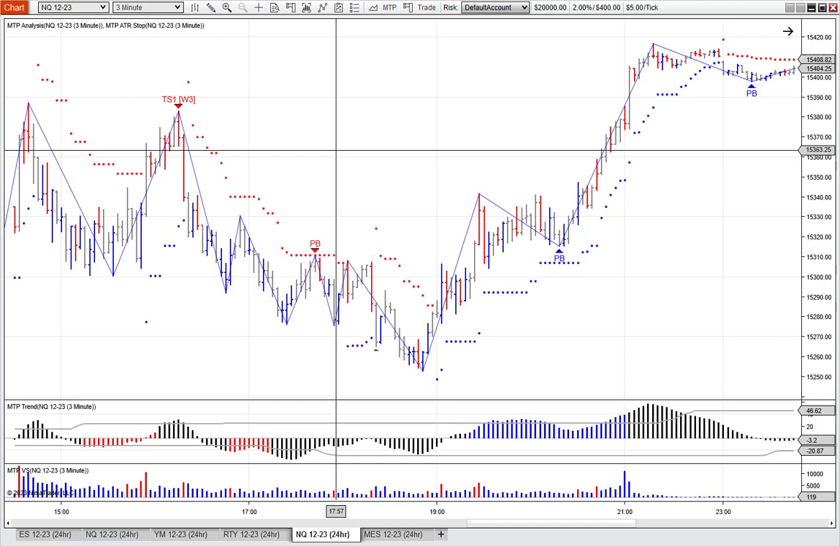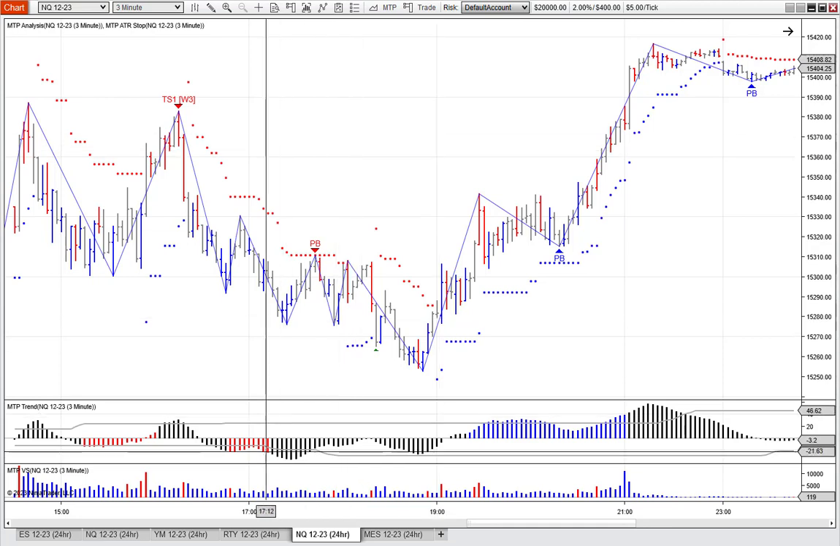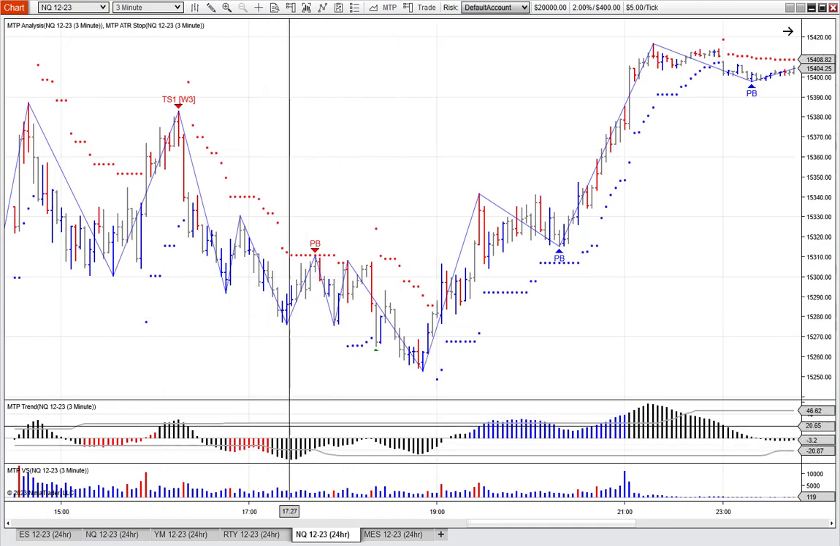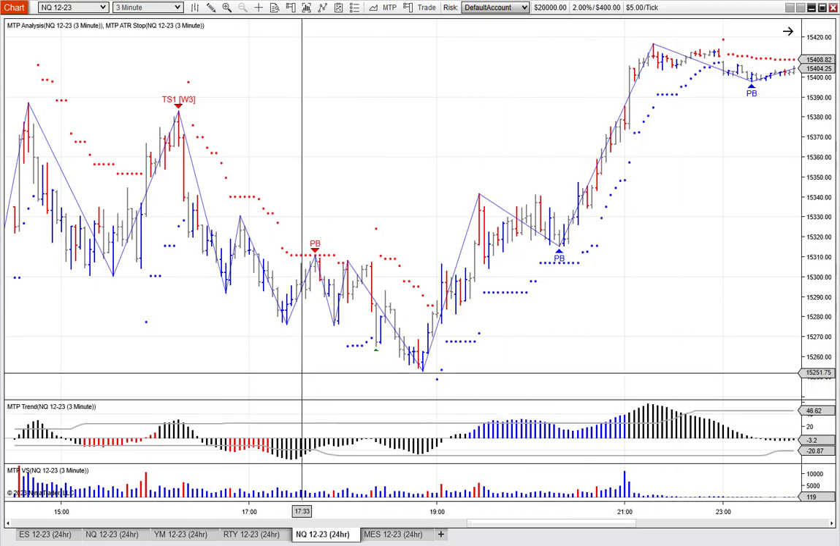As usual with all our MTPredictor analysis, rather than just using our MTP trend color, which we have down here, we like to try and use our setups in the direction of the larger degree trend.